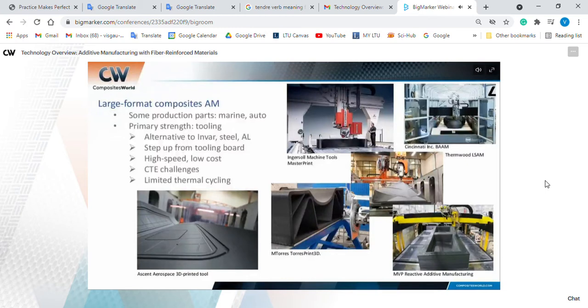Composite materials, especially a thermoplastic with chopped fiber reinforcement, are going to behave differently from a thermal perspective than the part they're molding, and that can create some challenges. These challenges are not insurmountable. You'll find in the supplement a story about Ascent Aerospace and some of the work they're doing to develop tooling using large format AM and how they overcome some of these CTE challenges.